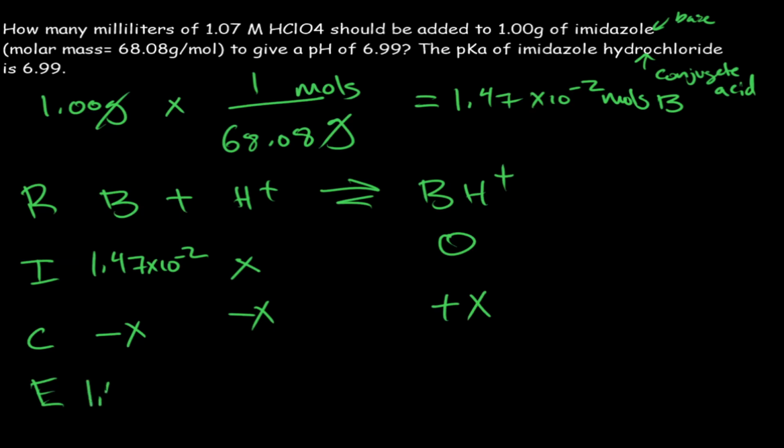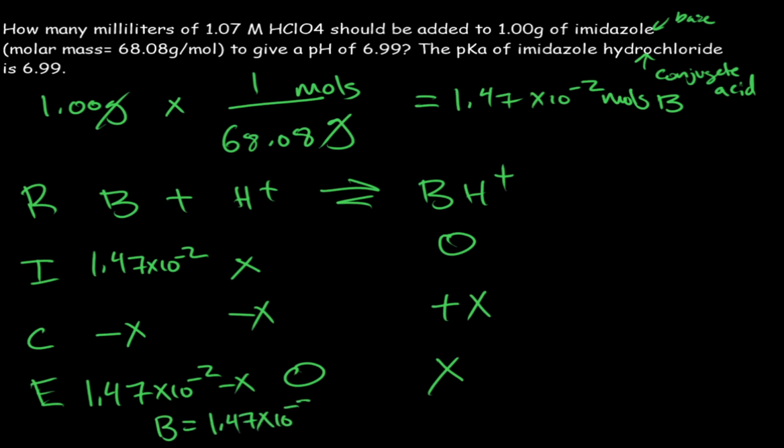So our equilibrium values is 1.47 times 10 to the negative 2 minus x. Zero acid is left because it's all been used up, and we have that x amount as our conjugate acid. So we can see our value of B is 1.47 times 10 to the negative 2 minus x, and our value of BH plus is going to be x. So now we have an algebraic way of setting up this problem.